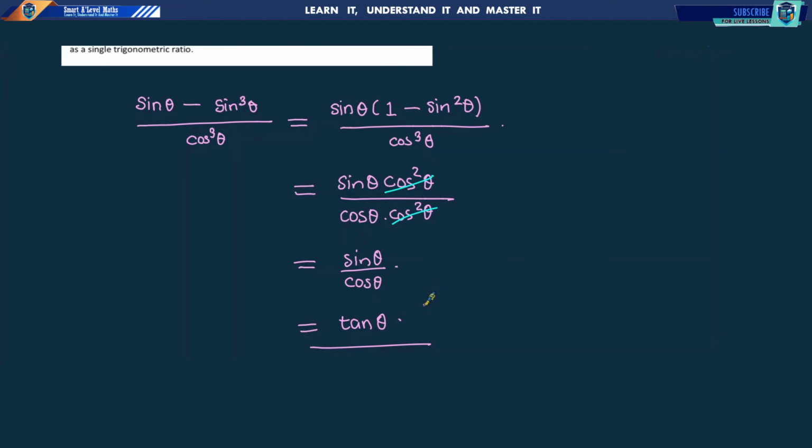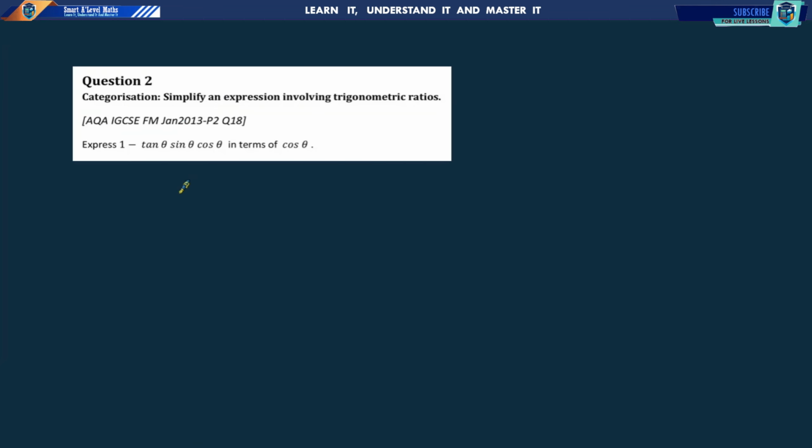So let's look at question number 2. We still have the same goal here. Express 1 minus tan theta, times sin theta cos theta, in terms of cos theta, meaning our answer will be in terms of cos theta. So we're going to write tan theta in terms of sin and cos. So we have 1 minus sin theta over cos theta, times sin theta times cos theta.